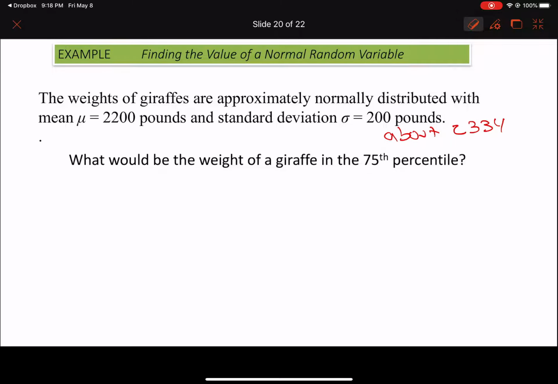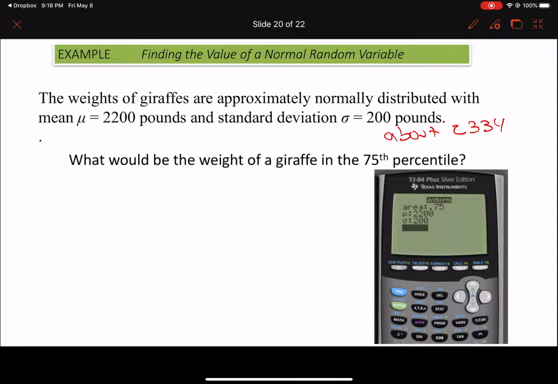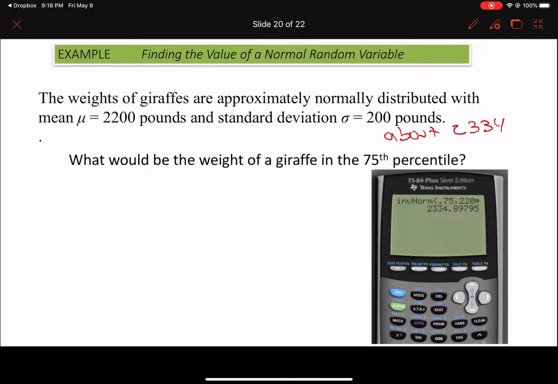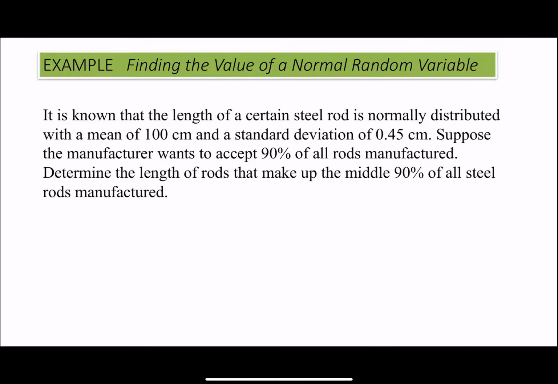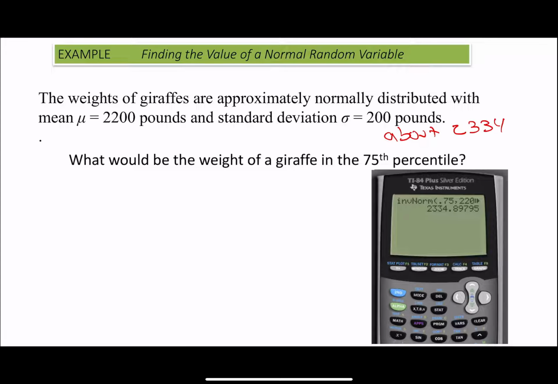Let's see what happens when we put that in the calculator, and see how close we get to the same answer. Here I put 0.75, 2,200, and 200 in my calculator, and my answer is 2334.897. I think it might have been a little closer had I chosen the higher z-score. Close enough though. I don't think anybody's going to fault me for being less than a pound off. So a giraffe in the 75th percentile is about 2,334 pounds.